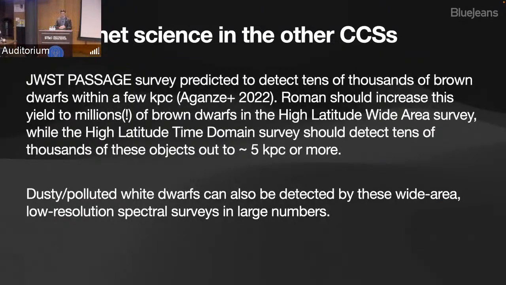In the other core community surveys, Roman is also going to be doing some exoplanet science. For example, the JWST PASSAGE survey is predicted to detect tens of thousands of brown dwarfs within a few kiloparsecs. But with Roman, they're going to survey 100 times the amount of sky, and so they're going to increase this yield to millions of brown dwarfs in the high latitude wide area survey. And the high latitude time domain survey should detect these things out to, again, 5 kiloparsecs or more. We can also detect things like dusty or polluted white dwarfs in these surveys, and so start to understand the final stages of planet evolution.